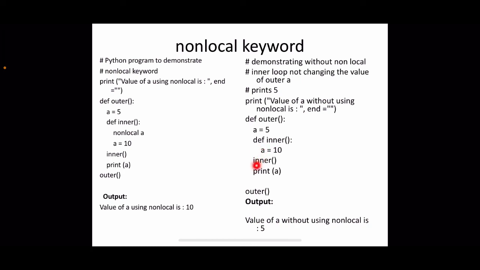If we are calling inner within the outer function, the definition of inner will be executed, a equal to 10 will be executed. Print a means we are trying to print the value of a outside the scope of this inner function, right? So this a refers to this a, and the value will be 5. So that is how the nonlocal keyword works. The output actually comes in one line, but because of space limitation it comes in the next line. So this is how the nonlocal scope works.